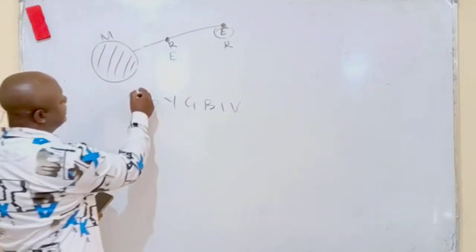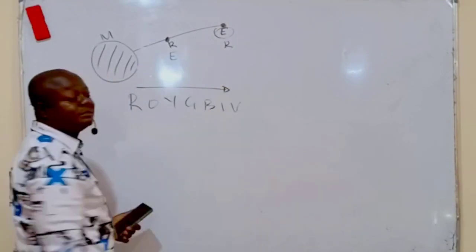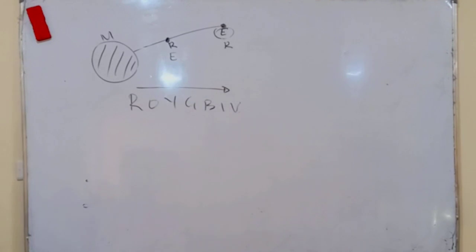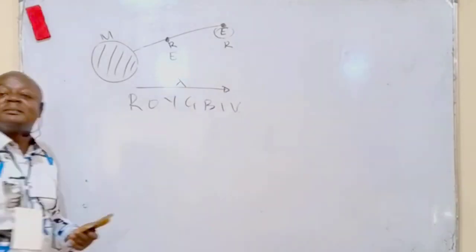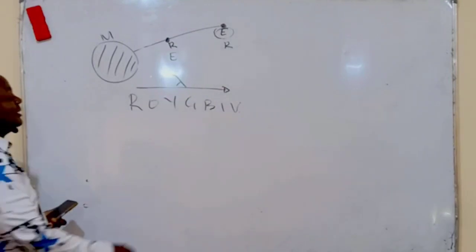If I'm going this way, what increases? And if I'm going this way?